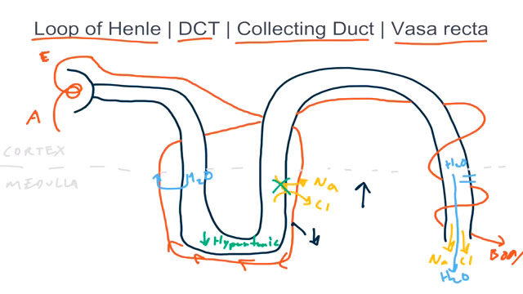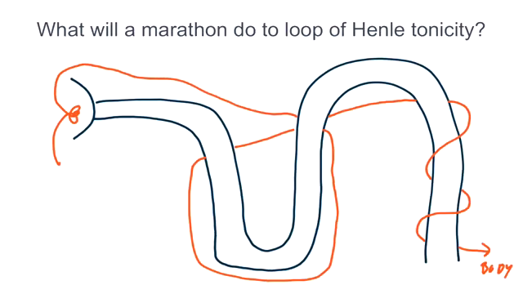Now let's do another question. What would happen to the osmolarity at the bottom of the loop of Henle in a patient who is running a marathon? Okay, so if someone is running a marathon, they are losing water. So we'll write decreased water. That's through sweat and things like that. And so the osmolarity of the blood would increase. So we'll write increased serum osmolarity.